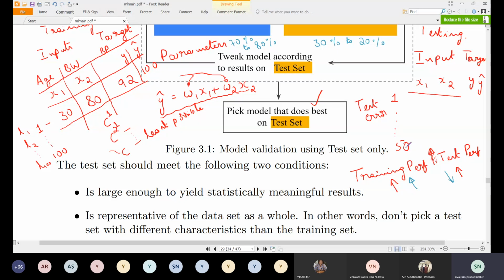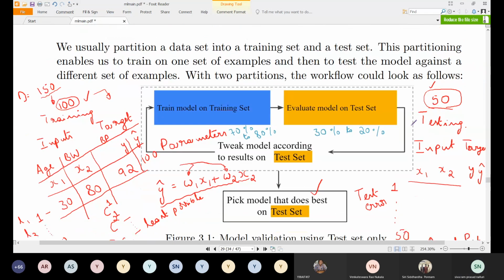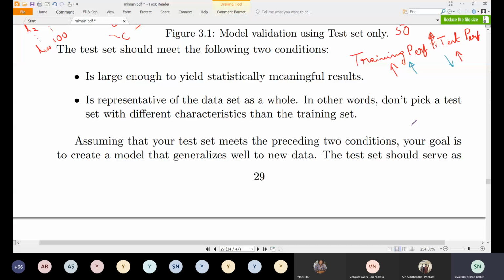Because some of the examples in the training set are also available in the test set. So the model performance is not bad, but good during testing as well. So what is your conclusion in order to overcome that problem? What precaution should you take while you form the test set?